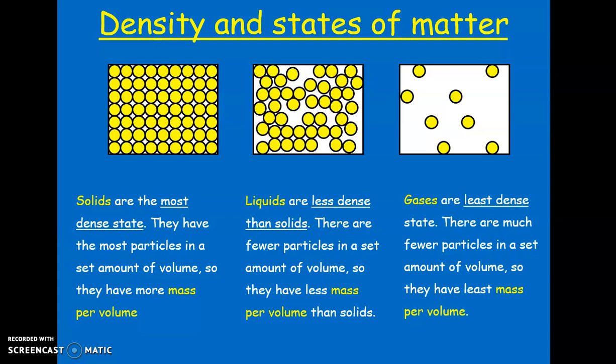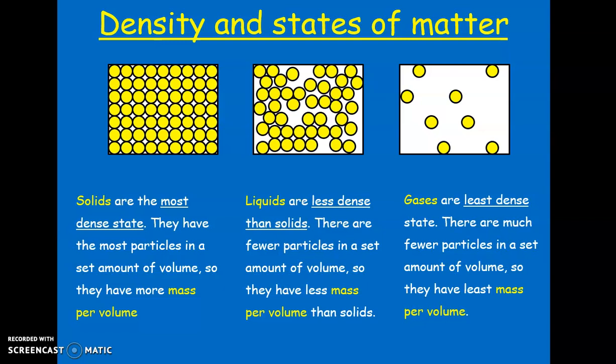So we can say solids are the most dense state. We can see that because if you think about the white square as being the same size for all three, clearly solids have the most number of particles in that same space. So we can say that they have the most mass per volume, which is density. Liquids are less dense than solids, but more dense than gases.